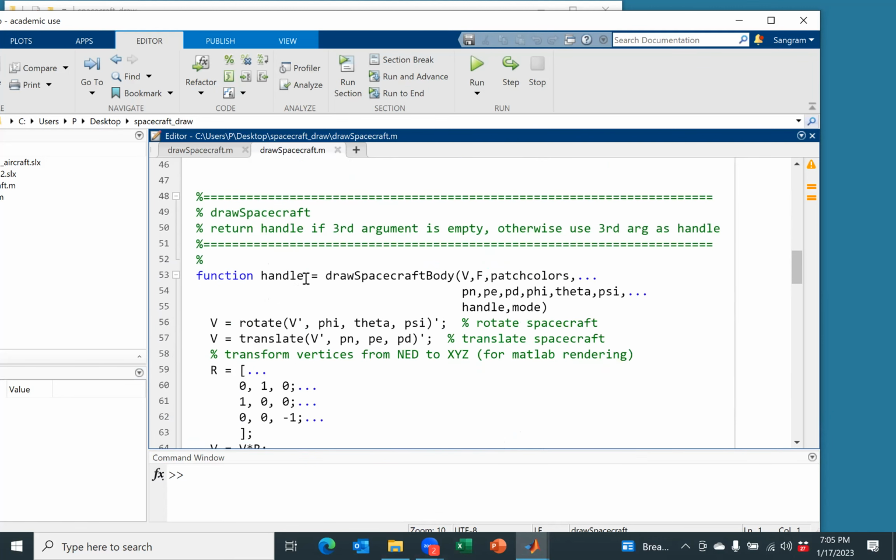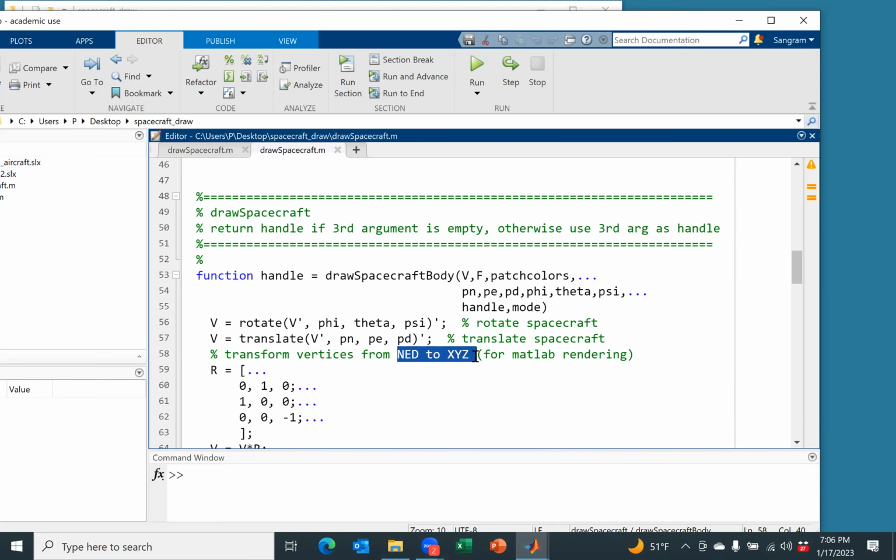Then what I do is, I draw the spacecraft body. The important part is, I use a rotation transformation. That rotation transformation comprises of phi, theta, and psi that rotates, because our spacecraft is in north, east, and down frame. But to plot inside the MATLAB, I need to plot it in x, y, and z frame. So I have this coordinate transformation that would take from north, east, down to x, y, and z. This is just for MATLAB plotting.